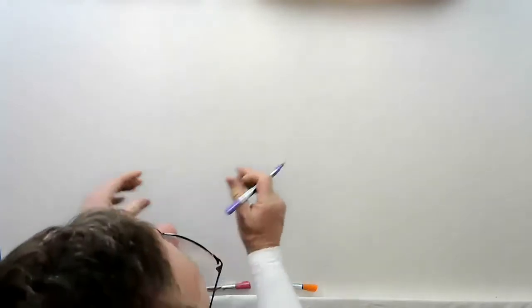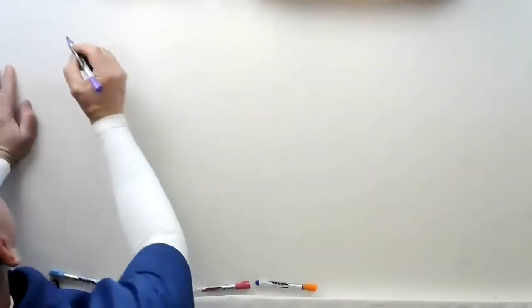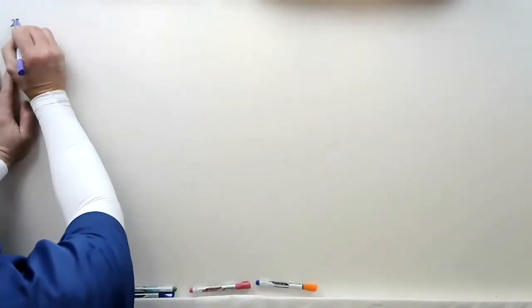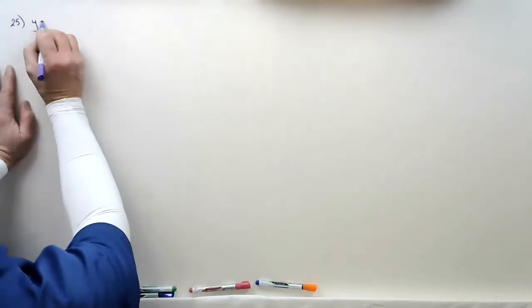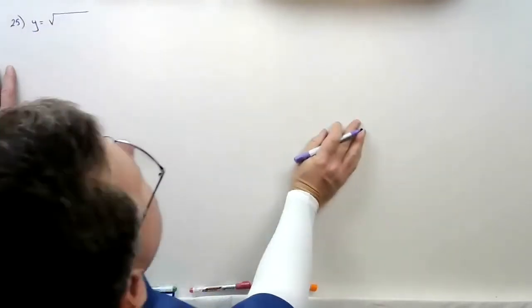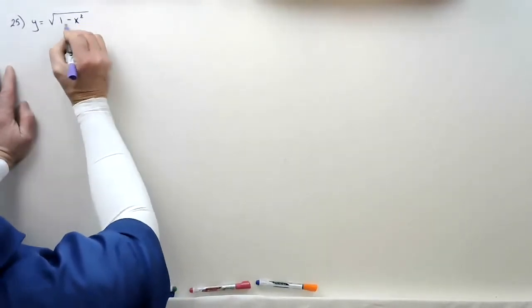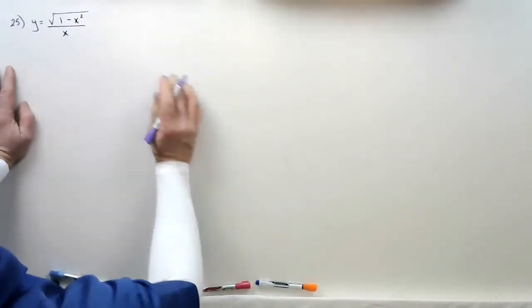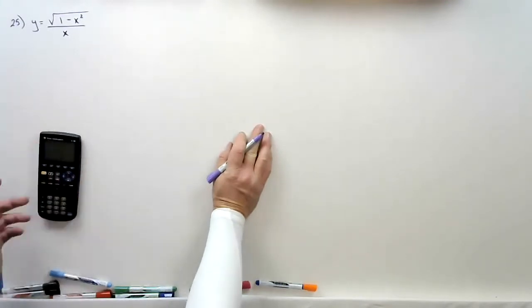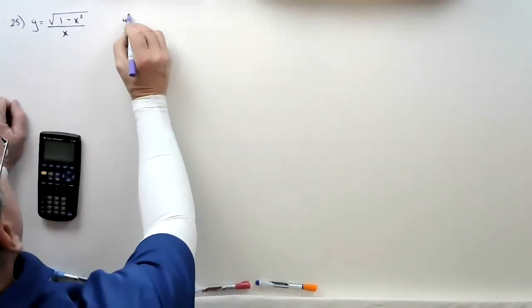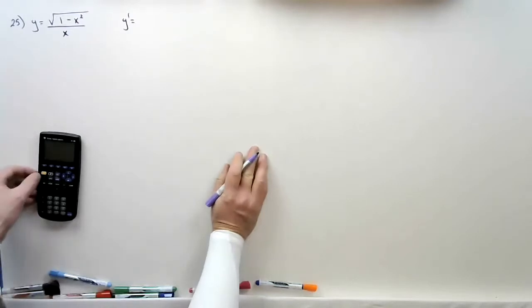So 25 is y equals the square root of 1 minus x squared, all divided by x. Now again, we're going to need the derivative of this, and I'm going to find it on the calculator.